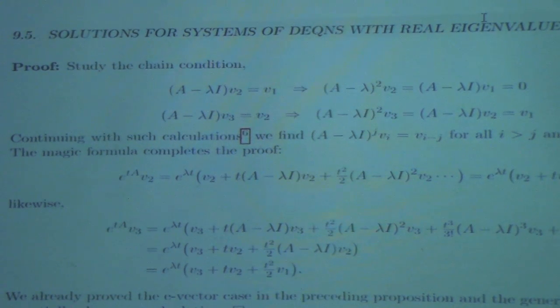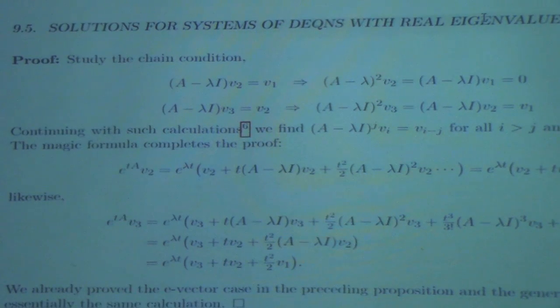So once you have a Jordan basis, it's really easy to solve the differential equation corresponding to that matrix. You just write it down from the magic formula, what I'm showing you.